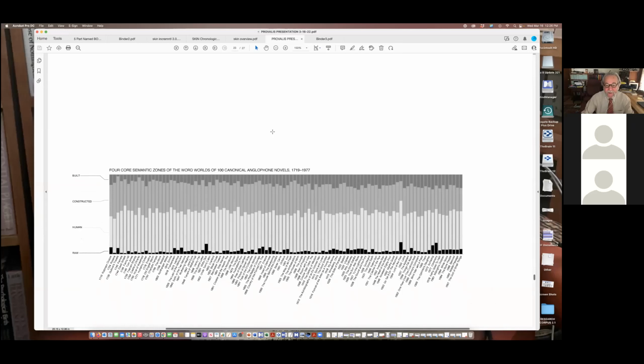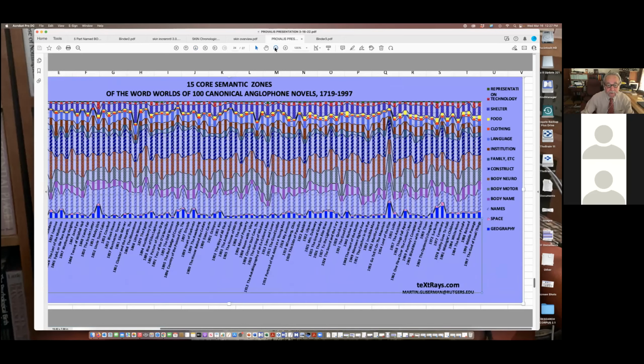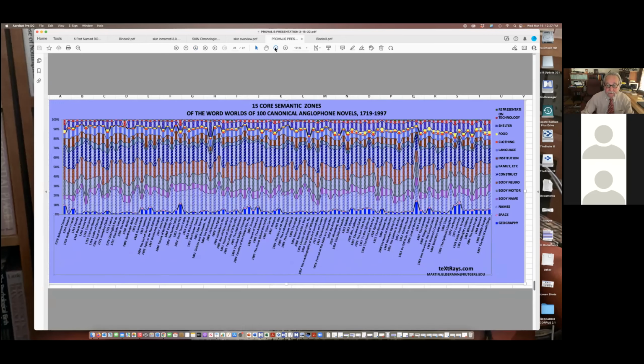And when you get down to the next graphic, which divides those 4 parts into 15 parts, we can see many different aspects of the novel. This little purple line here is the one part of the work that I did on my own before Provalis. Provalis let me see all the rest of these parts. So that's pretty much where we are.